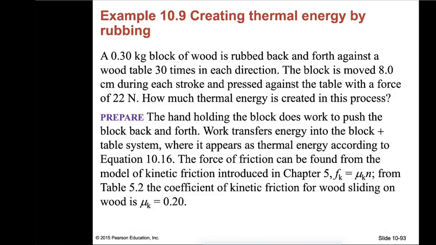Okay, now a 0.3 kilogram block of wood is rubbed back and forth against a wood table 30 times in each direction. The block is moved 8 centimeters on each stroke and pressed against the table with a force of 22 newtons. How much thermal energy is created in this process?